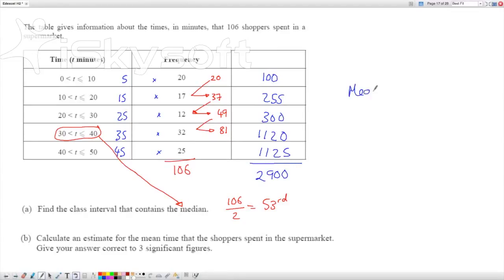So our mean now is our total of our midpoint times our frequency divided by our total number of shoppers, 106. Putting that into a calculator, you're going to get a decimal, 27.35849059. 3 significant figures, counting 1, 2, 3. Draw your line. This number's a big number, so the number in front grows up. 27.4 is an estimate of the mean for this grouped frequency data.